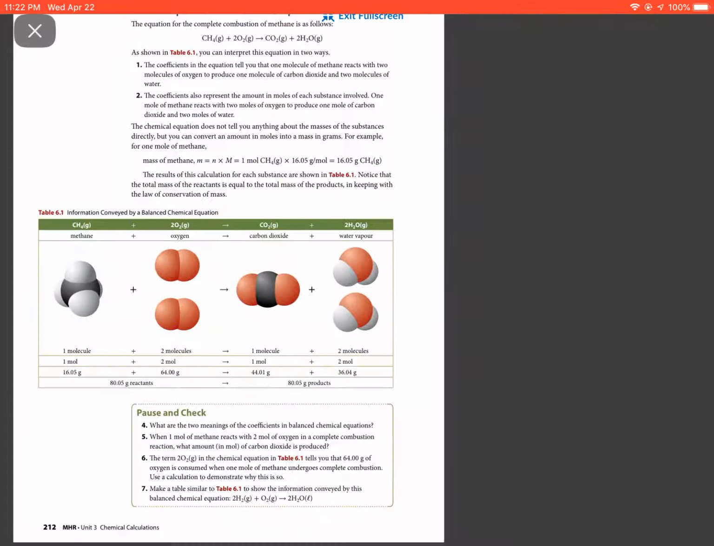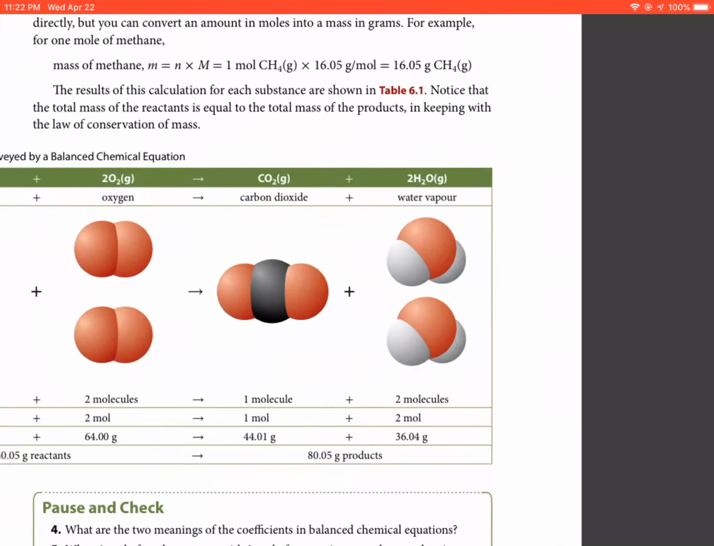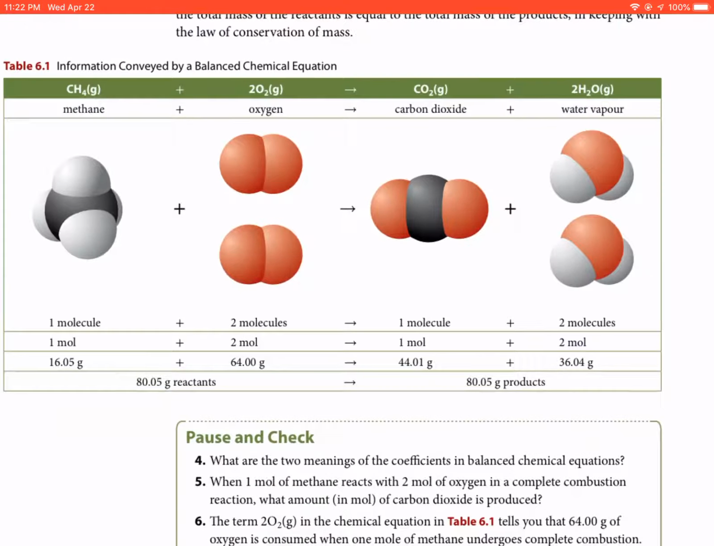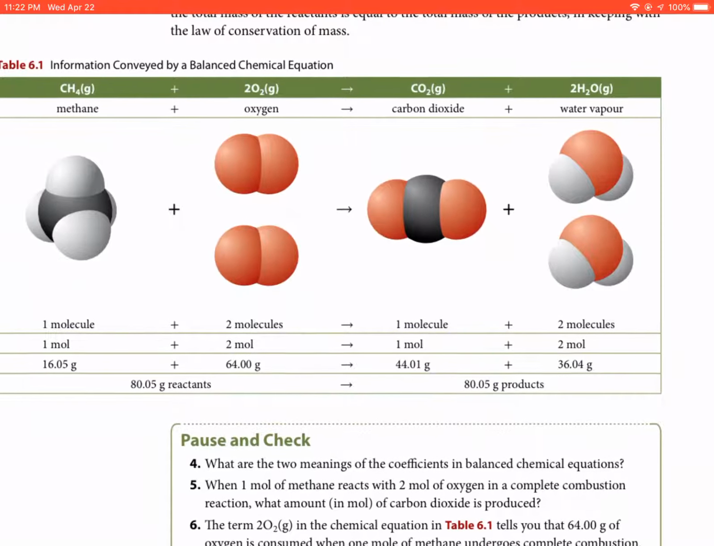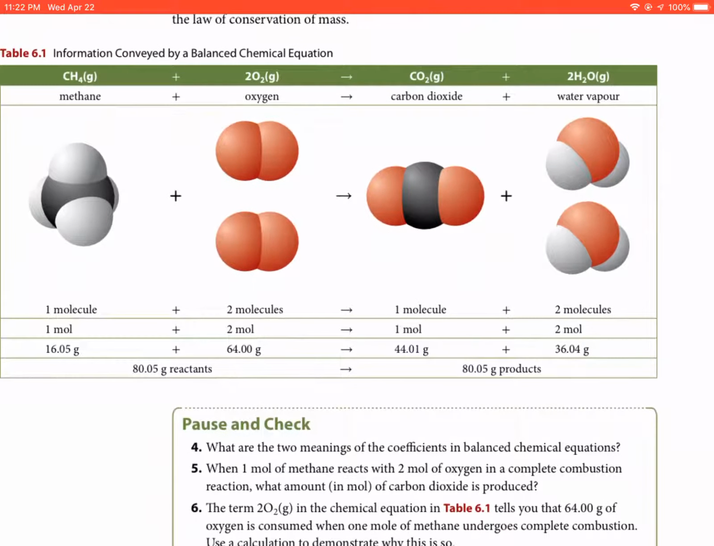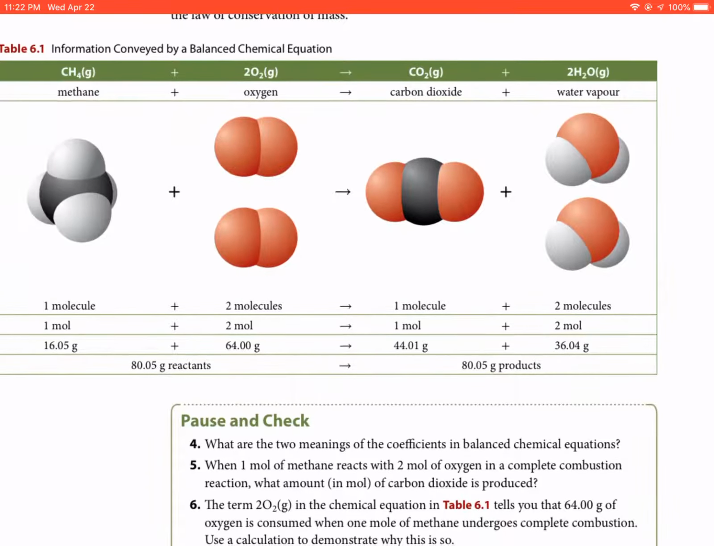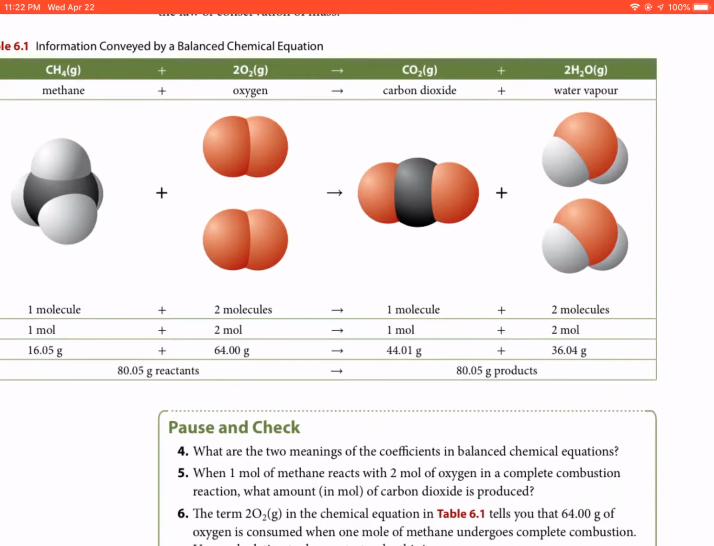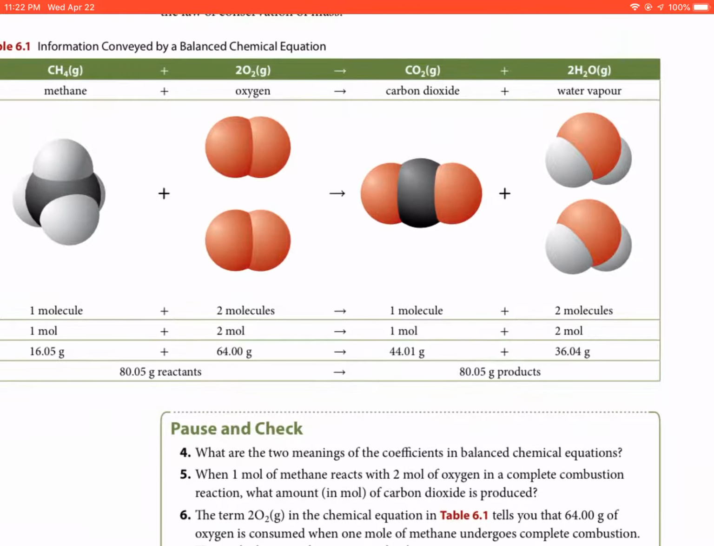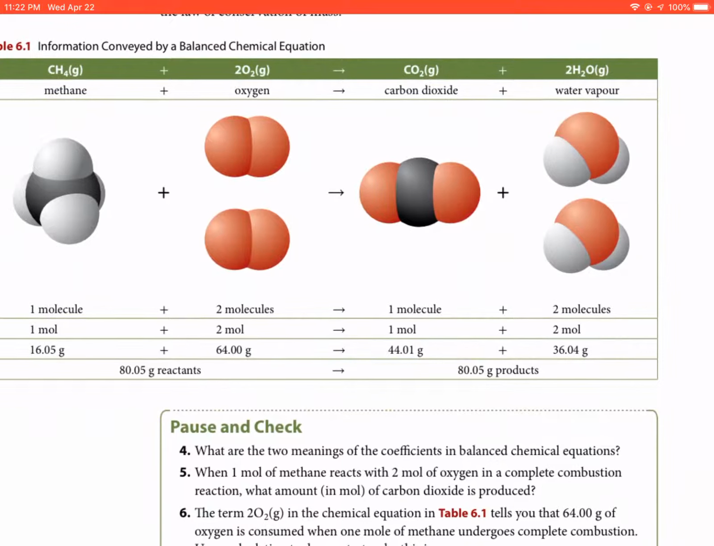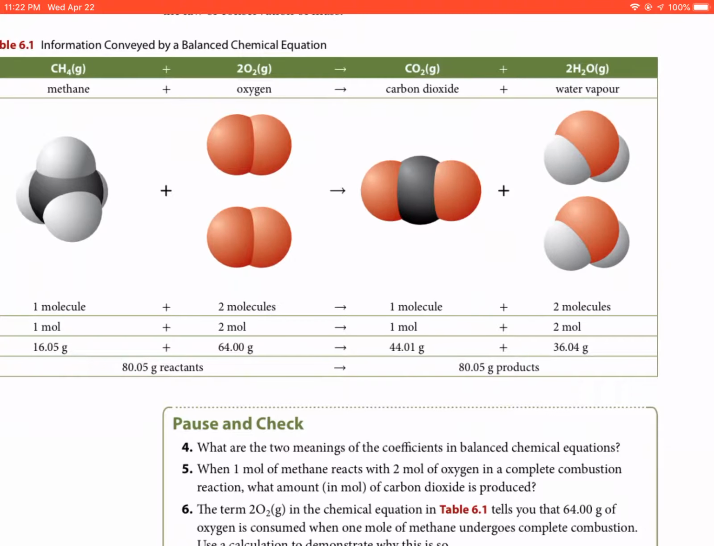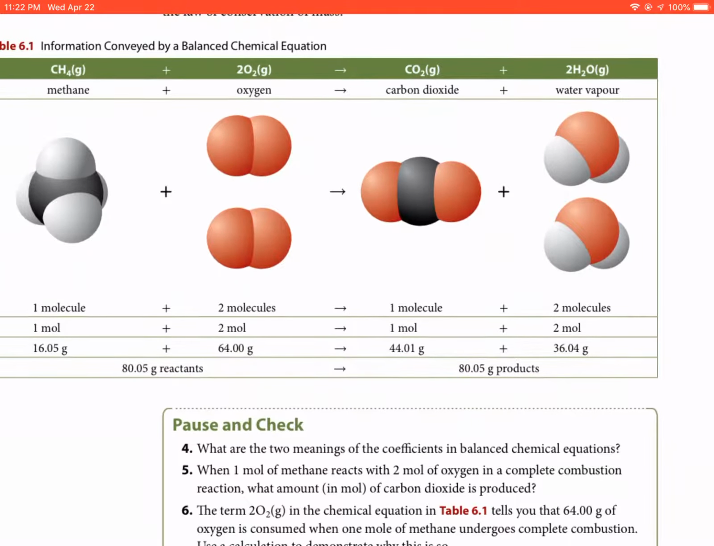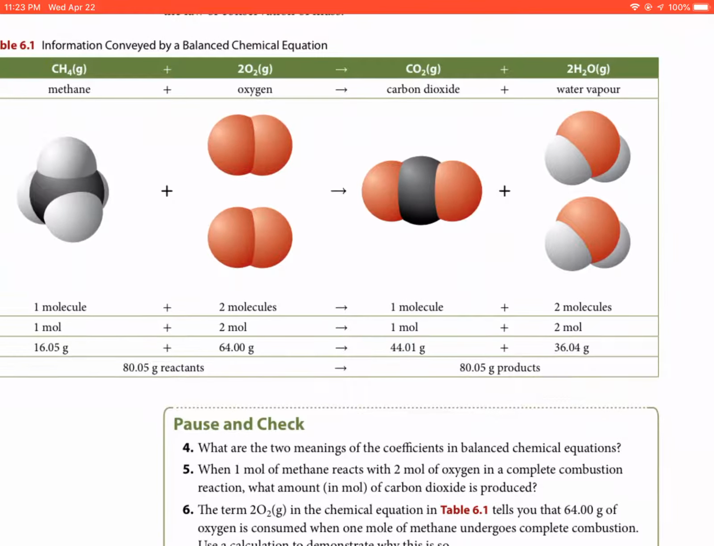Right, so the reaction there tells me that 1 molecule of CH4 reacts with 2 molecules of oxygen to make 1 plus 2. The same thing about moles. 1 mole of methane gas reacts with 2 moles of oxygen to make 1 mole of CO2 and 2 moles of water. Oh, but I know what a mole is. For methane gas, mass equals number of moles times molar mass. Number of moles is 1, molar mass is 16.05, so I end up with 16 grams of methane being required.